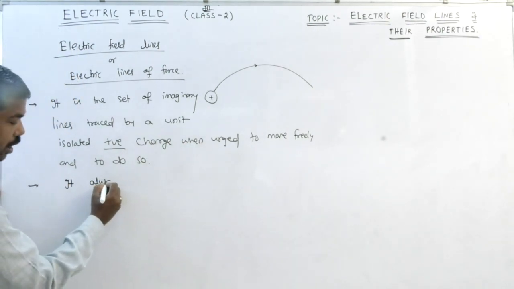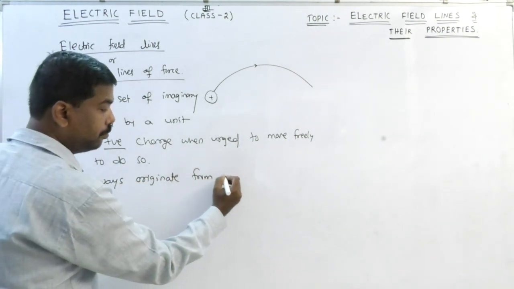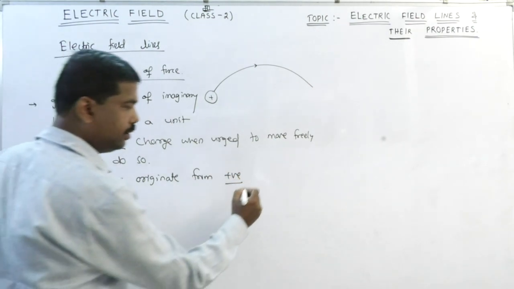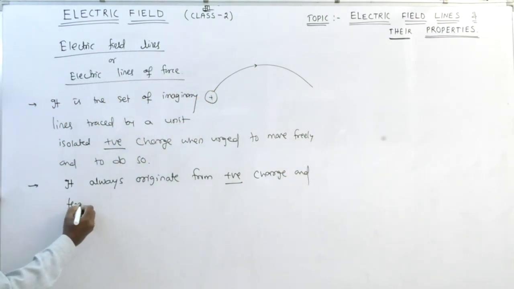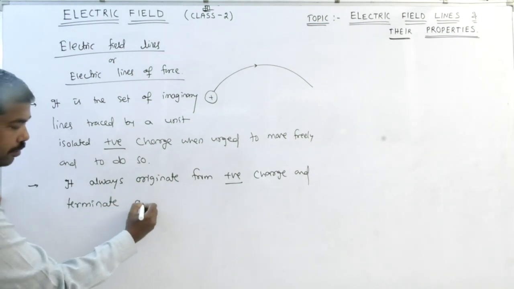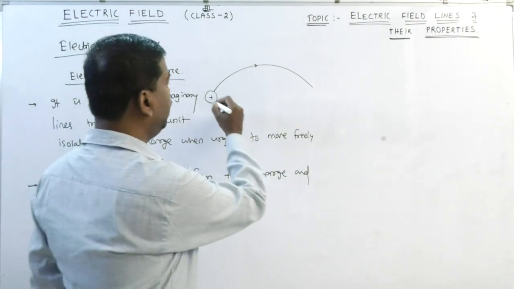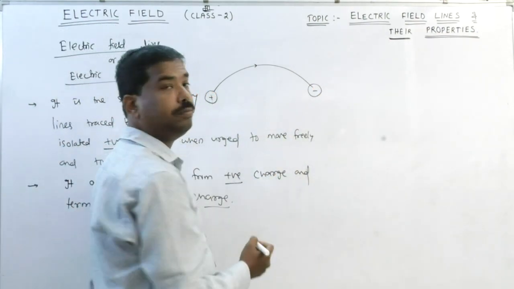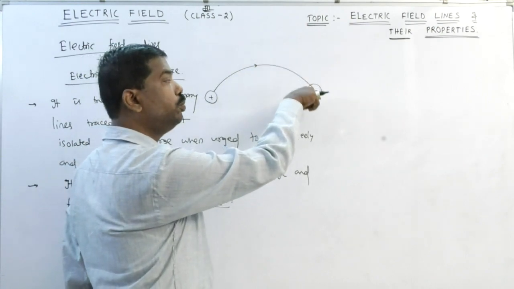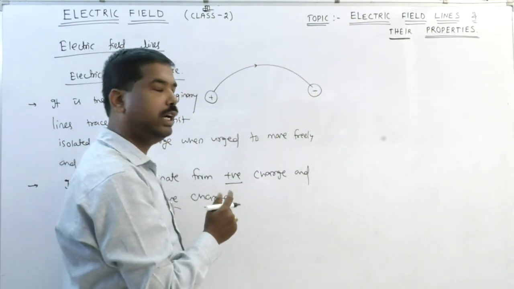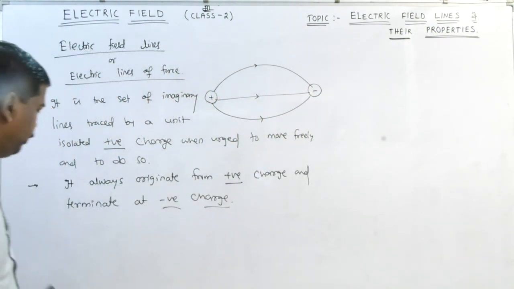It always originates from a positive charge and terminates at the negative charge. If it is a positive charge and it is a negative charge, then electric lines of force move from positive to negative. Positive to negative.